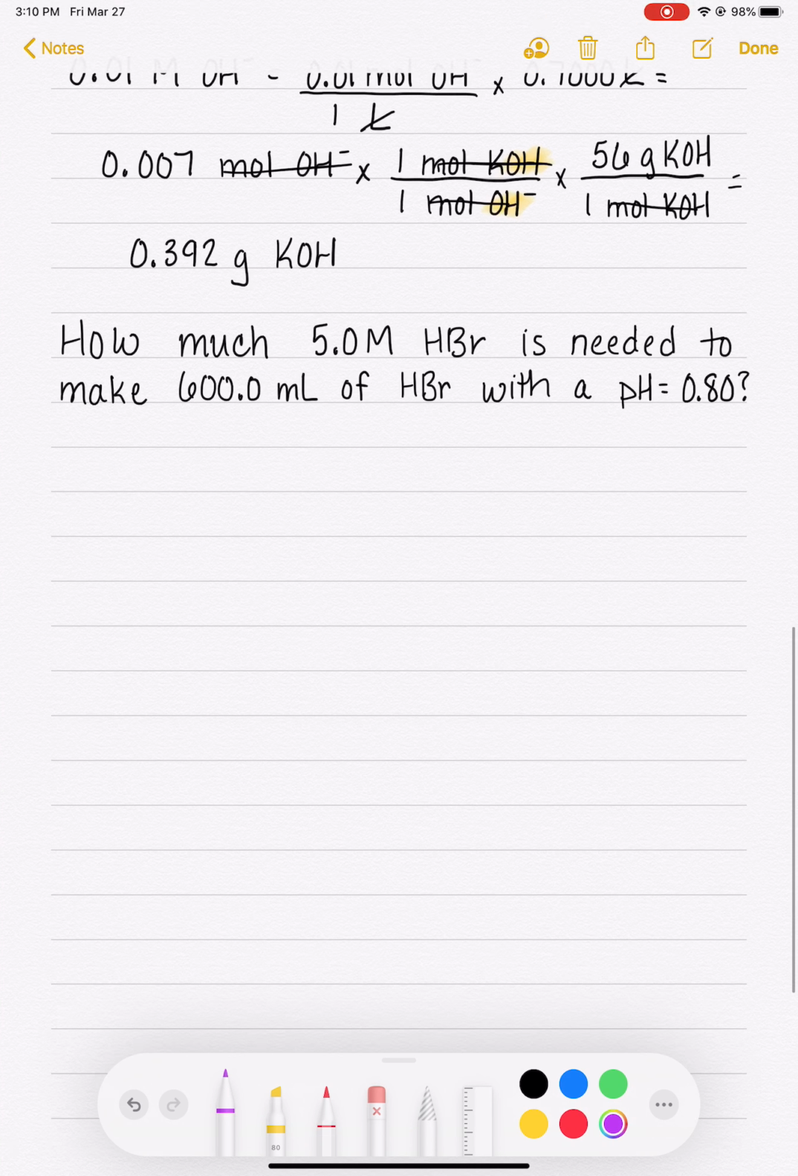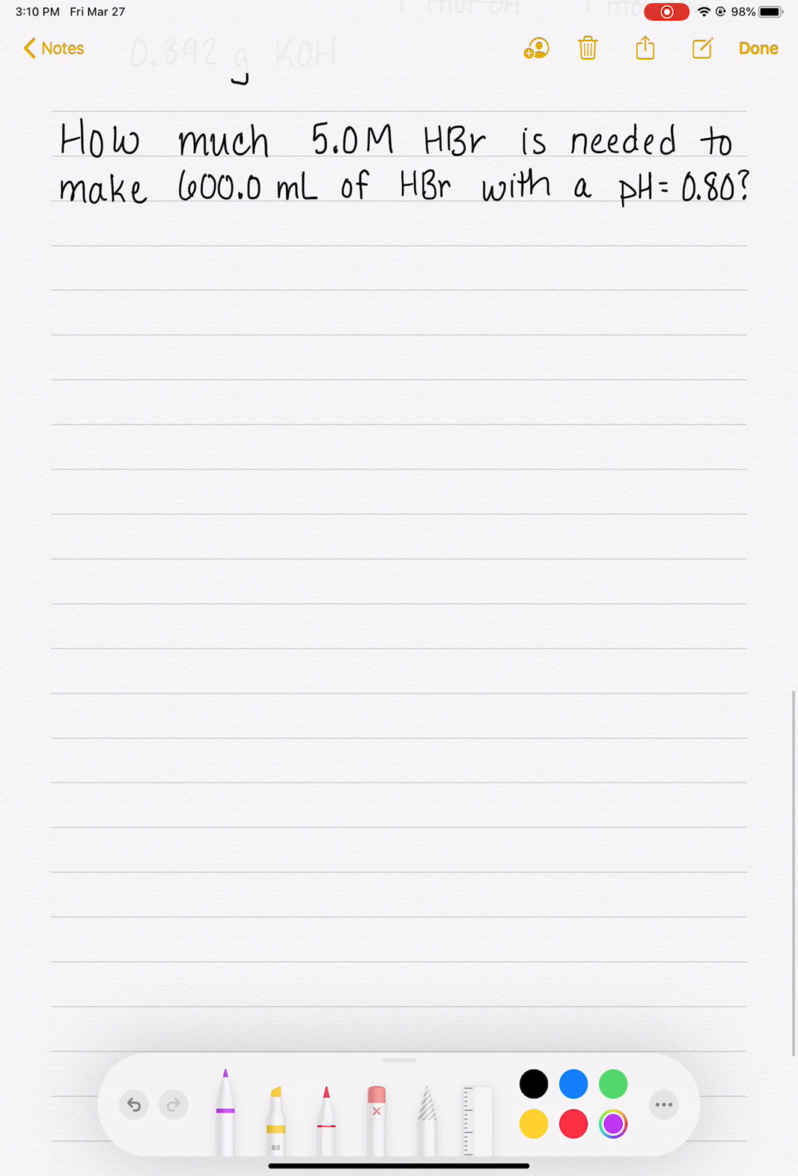So let's think about what this problem is asking us. Because we know we have this target pH, what we're really trying to figure out is what H3O plus concentration do we need to get a pH of 0.8. And let's just start by solving that particular problem.